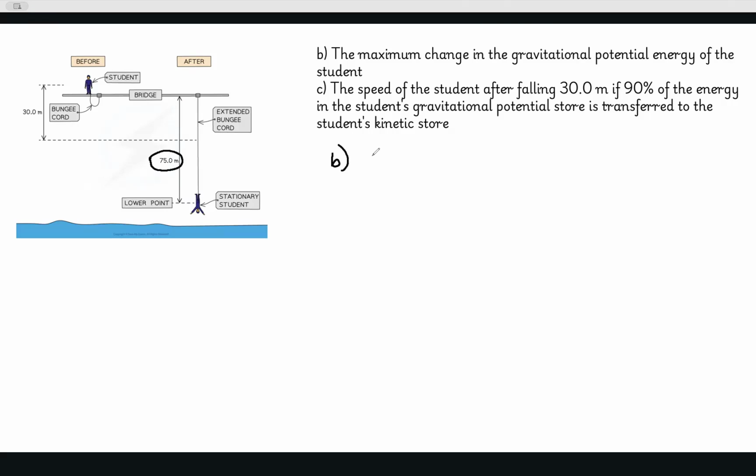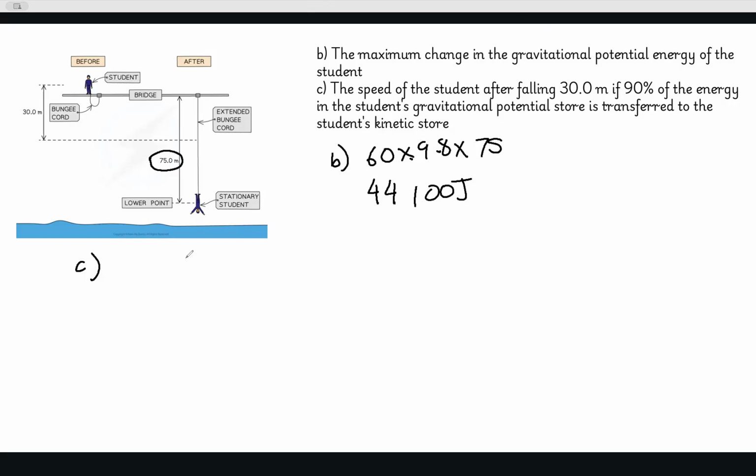So for part B, it's quite simple, but we're going to do the same thing. We're going to do 60 times 9.8 and then just times it by 75 for the distance. So that's going to be 44,100 joules.